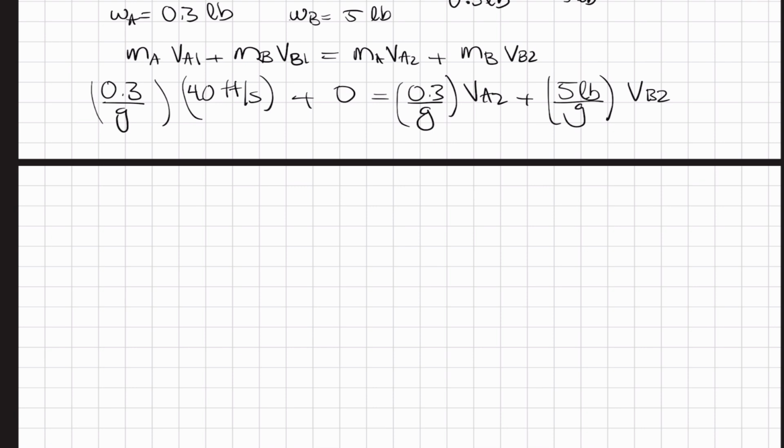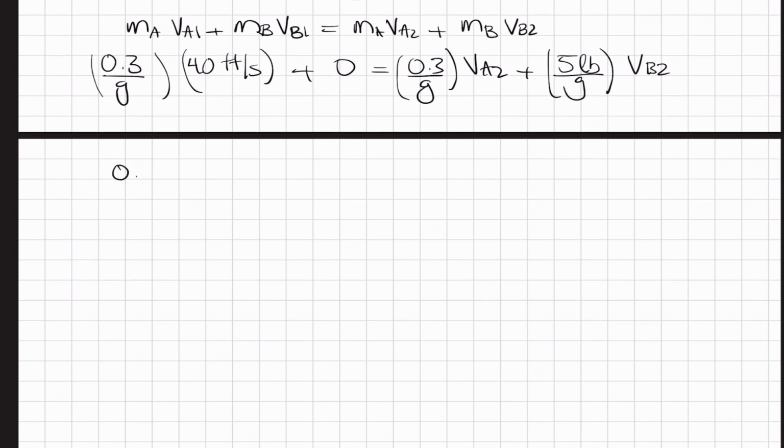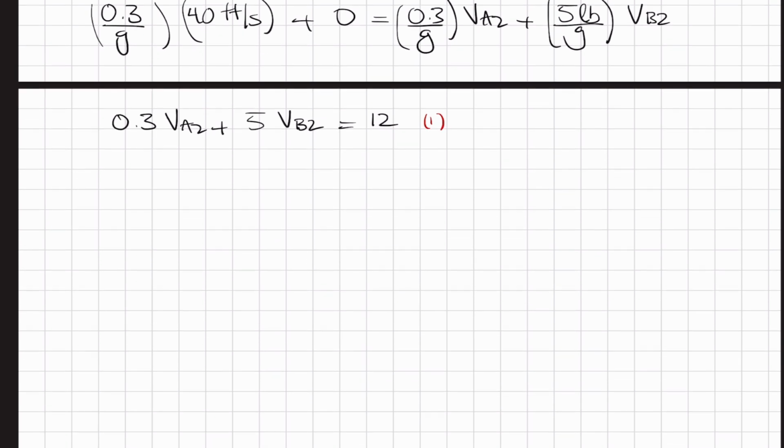What I'll do is I will take this equation and simplify it just a little bit. So we have 0.3 VA2 plus 5 VB2 equal to 12. So let's call this equation 1. It's one equation, two unknowns. We need a second equation to complement this.